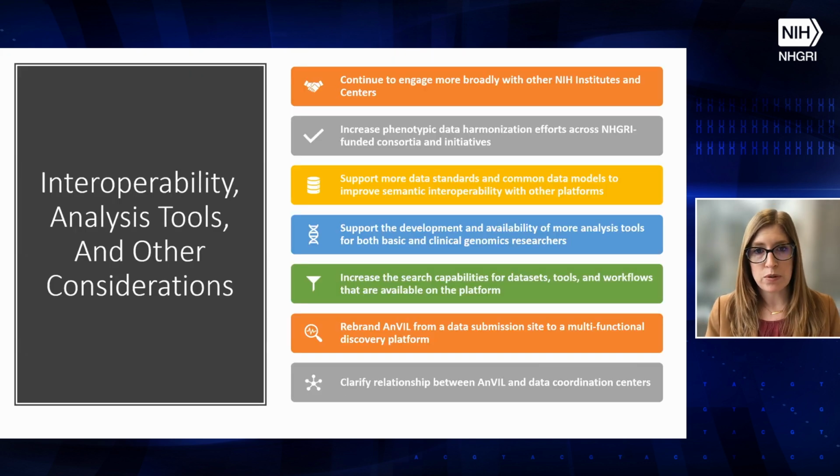Finally, interoperability, which is something that I mentioned. There are a lot of different areas of interoperability. Some of them I've already mentioned today, but really incorporating harmonization between the data sets, specifically phenotypic harmonization, using common data models and data standards will improve the semantic interoperability. Increasing the search capabilities, as I mentioned earlier, is going to be really important. And really clarifying the relationship between AnVIL and the data coordinating centers at these different consortia so that they don't have duplicated efforts in some of the harmonization and standardization efforts and then lacking in other areas.